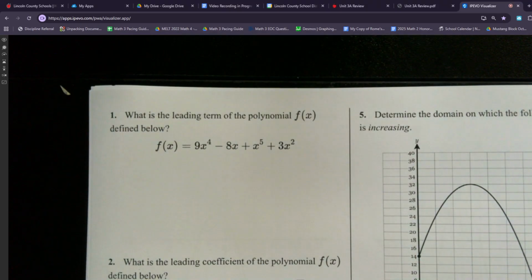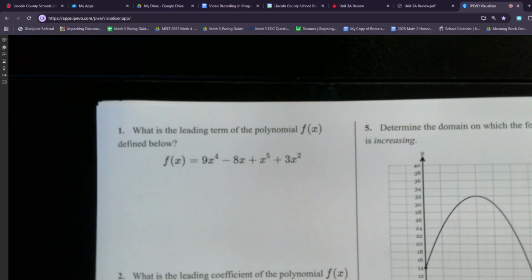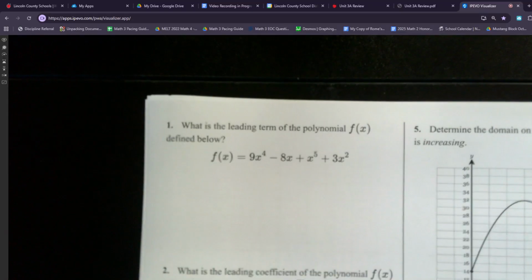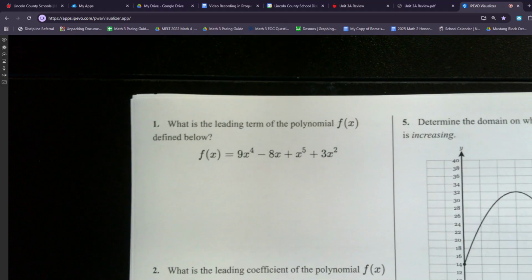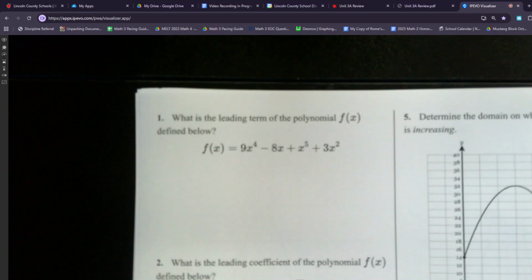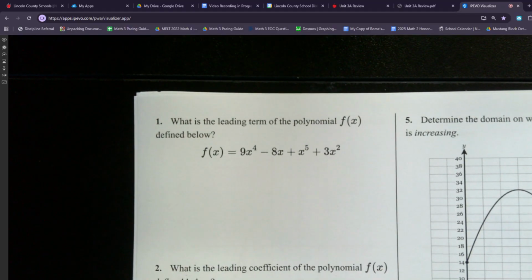Okay, Math 3. I figured I would go over the test real quick. The test will be Thursday, so I figured I'd go ahead and go over it with you real quick. The review will be tomorrow.